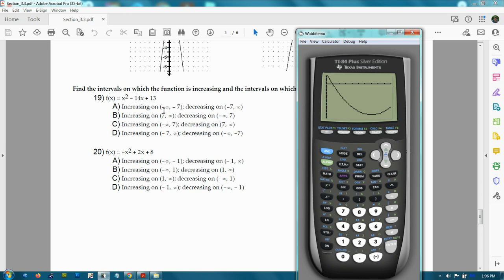So 19, I'm zeroing in on letter B: decreasing from negative infinity to 7, and increasing from 7 out to positive infinity. Let me show you how you can find that point. If I go to second function and hit the trace key, I'm looking for a minimum point. He says left bound. I know my minimum is there, so where I am now, I'm to the left of it.